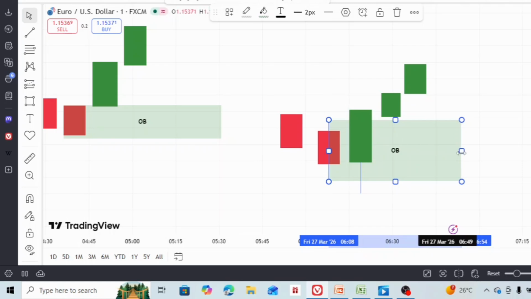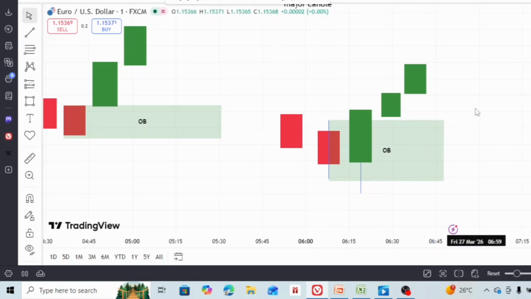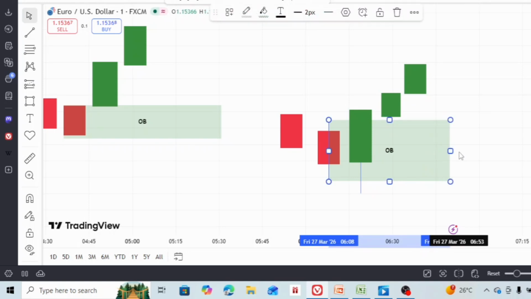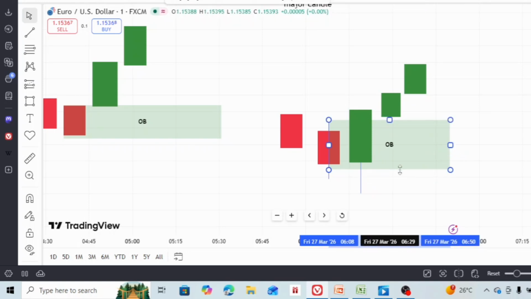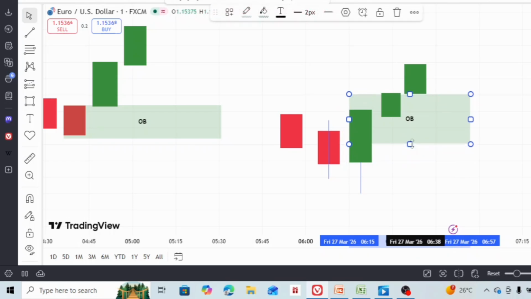But however, this may be less effective, since if you look at the gap here, see there is a gap here. So if we take the order block below the gap, that is more effective.